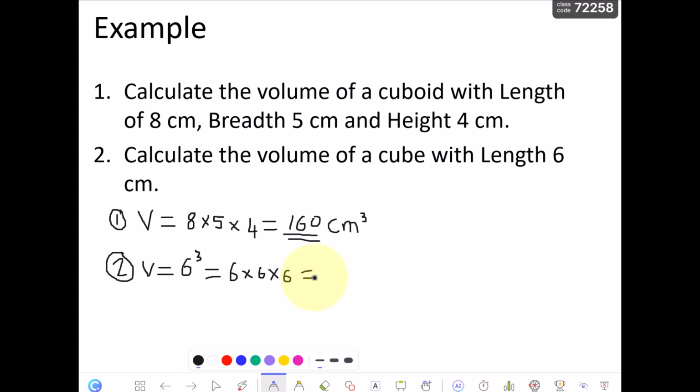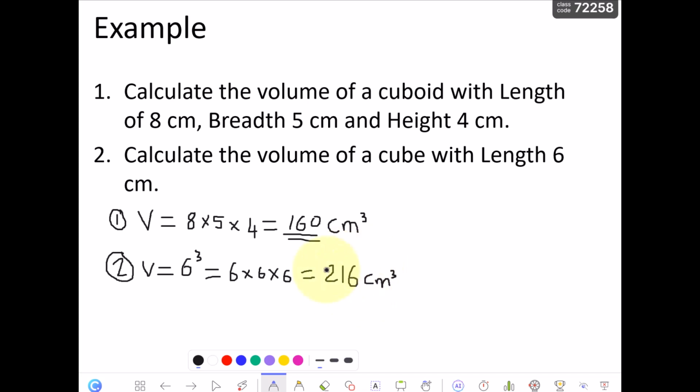By the time you do 6 times 6 times 6, what will it give us? Let's check first. 6 times 6 will give us 36. Then 36 times 6, let's see, will give us 216. You can confirm that as you study. So that is all. And the unit is cm, so you end up with centimeter cube.